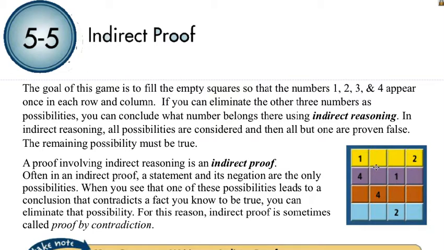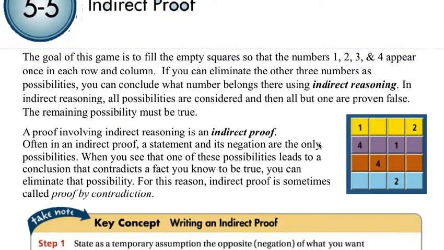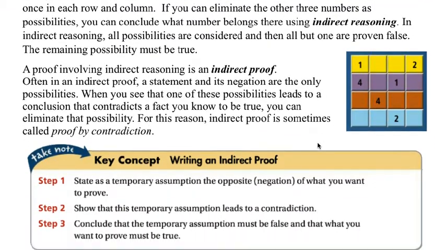For example, if I take a look at this row in yellow here, we already have a 1 and a 2, so our possibilities that remain are 3 and 4. Well, if I look at this first box here, this cannot be a 4 because there's already a 4 in that column, so it has to be a 3. So what I've just done is I've used indirect reasoning. It cannot be a 4, therefore it must be a 3. And so that kind of reasoning is what we use to use what's called indirect proofs.